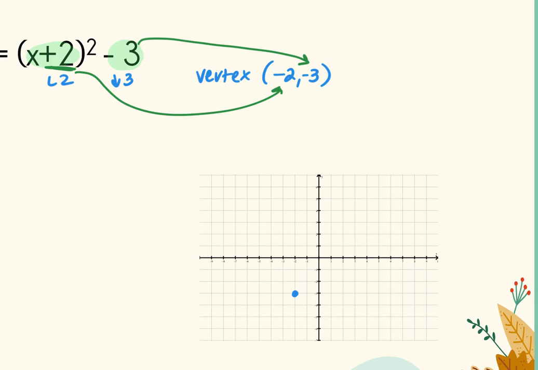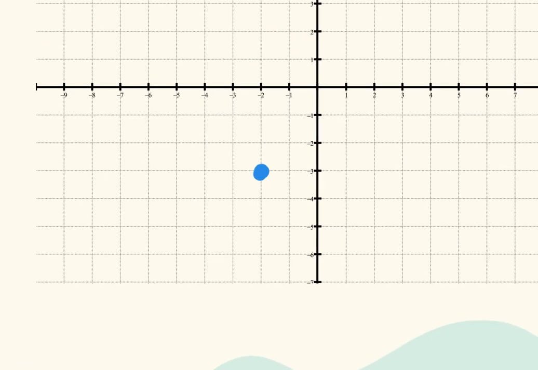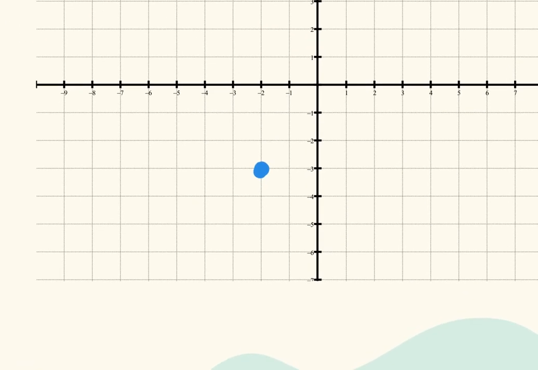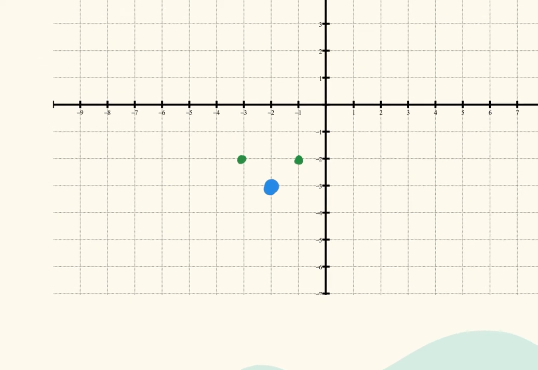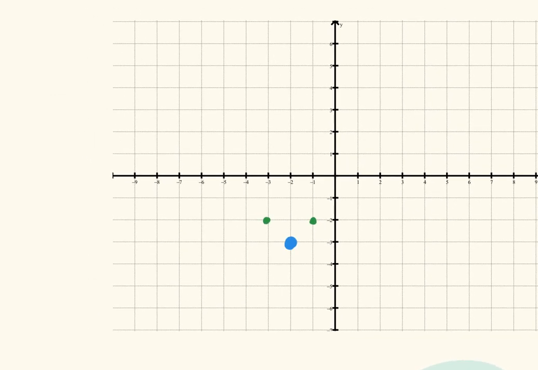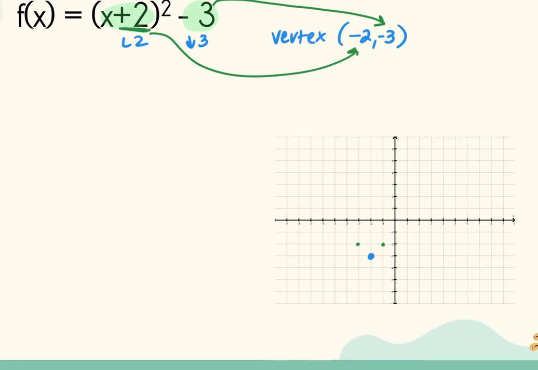Now, is there a vertical stretch or shrink on this? No, which means from that coordinate point, where can I move to get 2 more points? Up 1, right 1, up 1, left 1. If you didn't know that, you would plug in points.